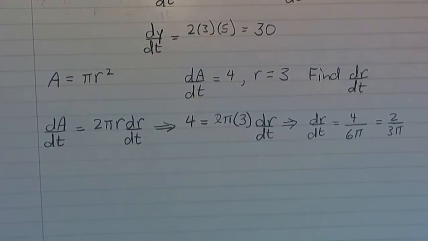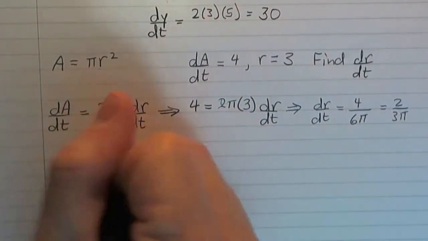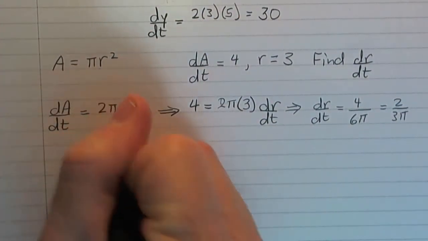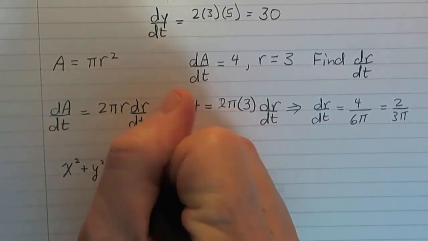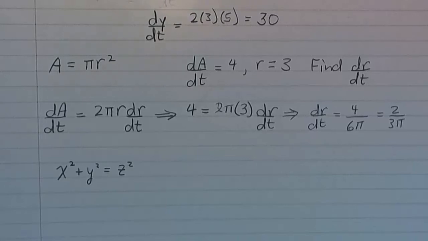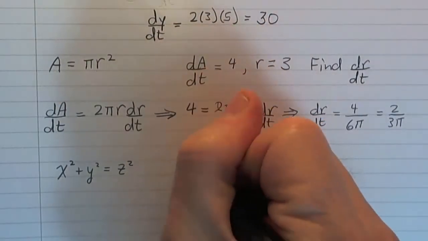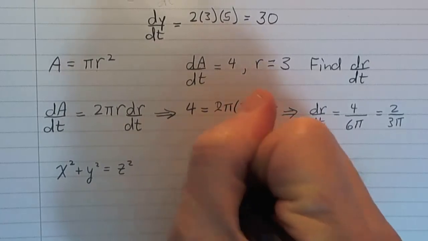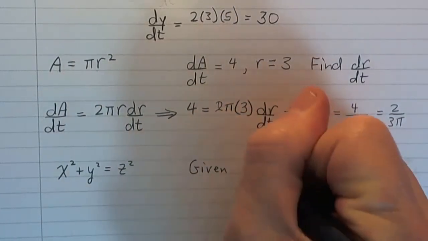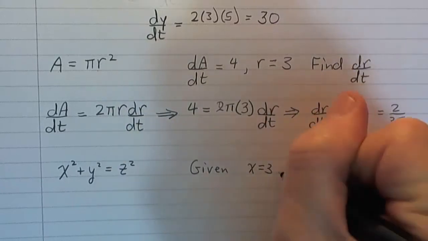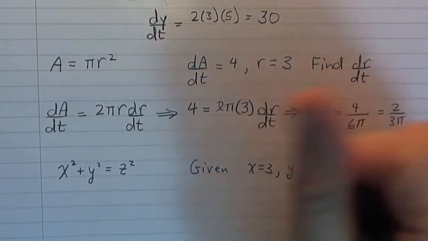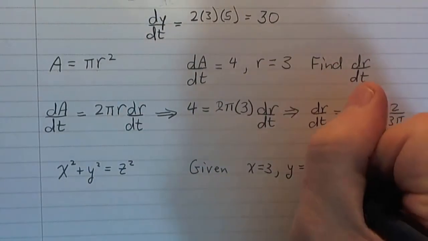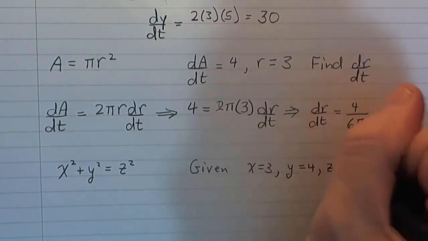Now, let's look at another one. Let's suppose we've got x squared plus y squared equals z squared. And we're given some information here. Let's suppose we're given that x equals 3 and y equals 4 and z equals 5.